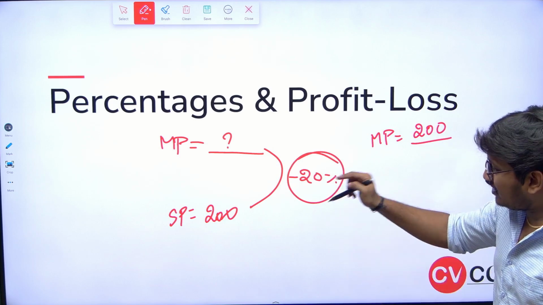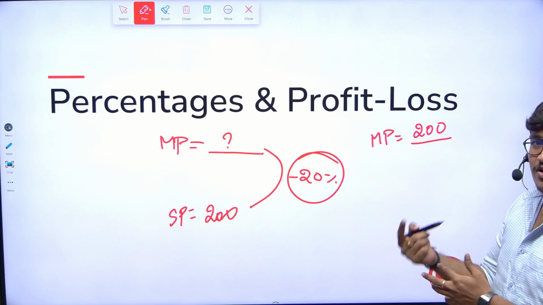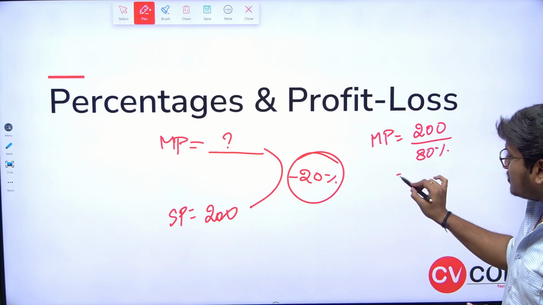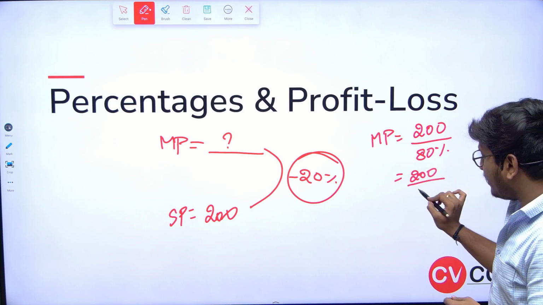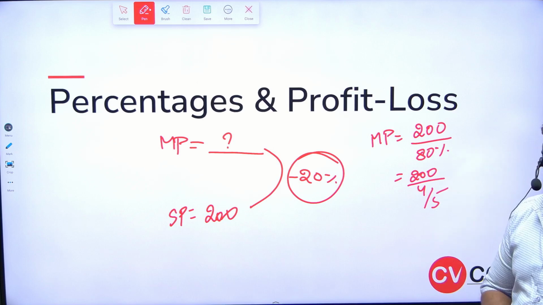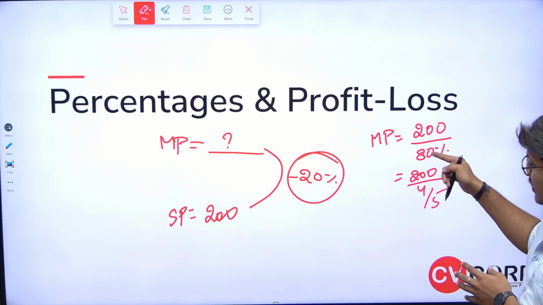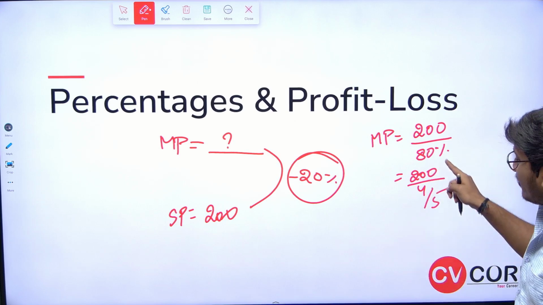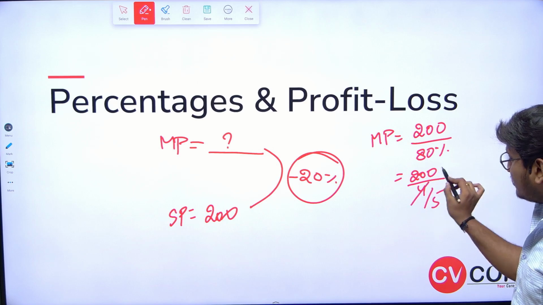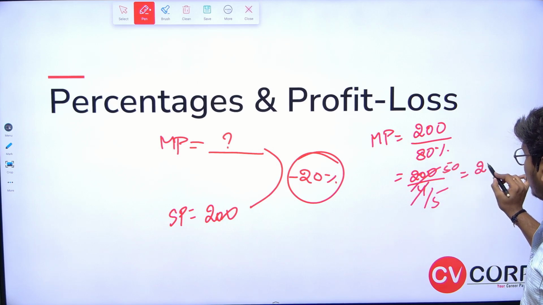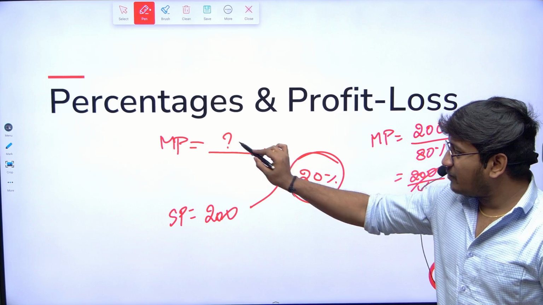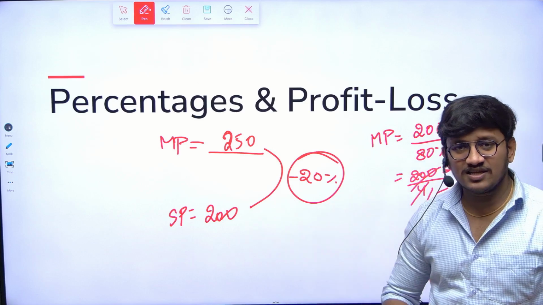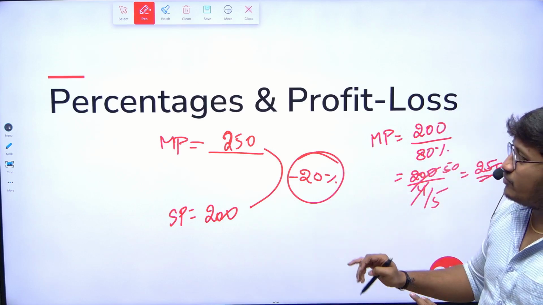So when you are giving 20% discount, take the remaining percentage. Remaining percentage is 80%. So 80% can be written as 4 by 5. I hope you are clear about how you are writing this 80% as 4 by 5, because this is the fraction conversion. So if you cancel this, which is equal to 250, that is the market price. So from the market price, if you remove 20%, you are getting the selling price as 200. These are the basic examples we discussed.